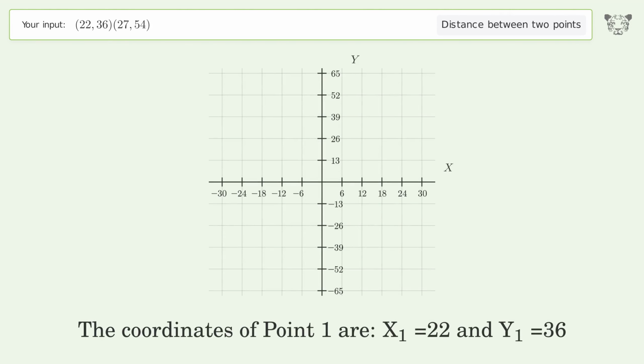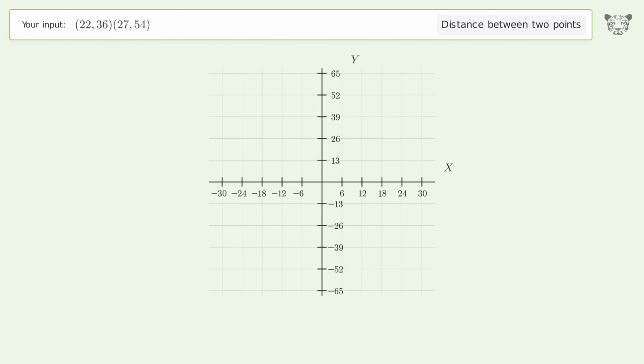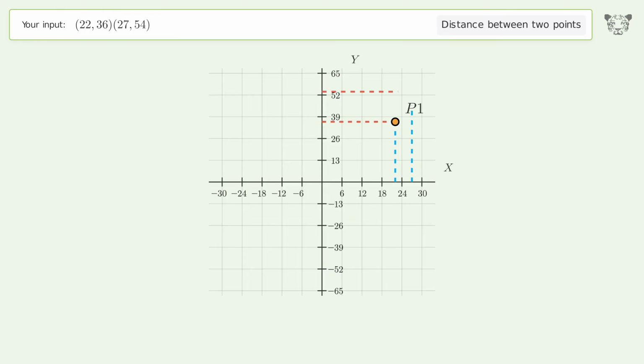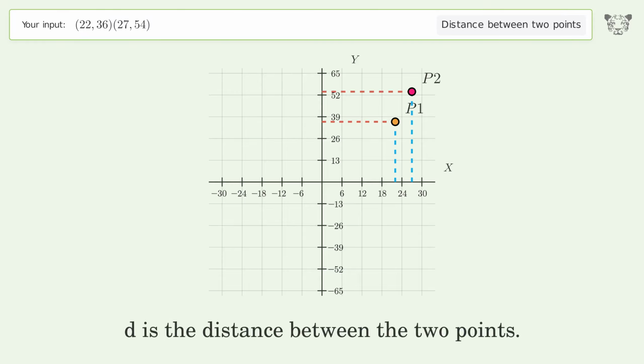The coordinates of point 1 are x1 equals 22 and y1 equals 36. The coordinates of point 2 are x2 equals 27 and y2 equals 54. D is the distance between the 2 points.